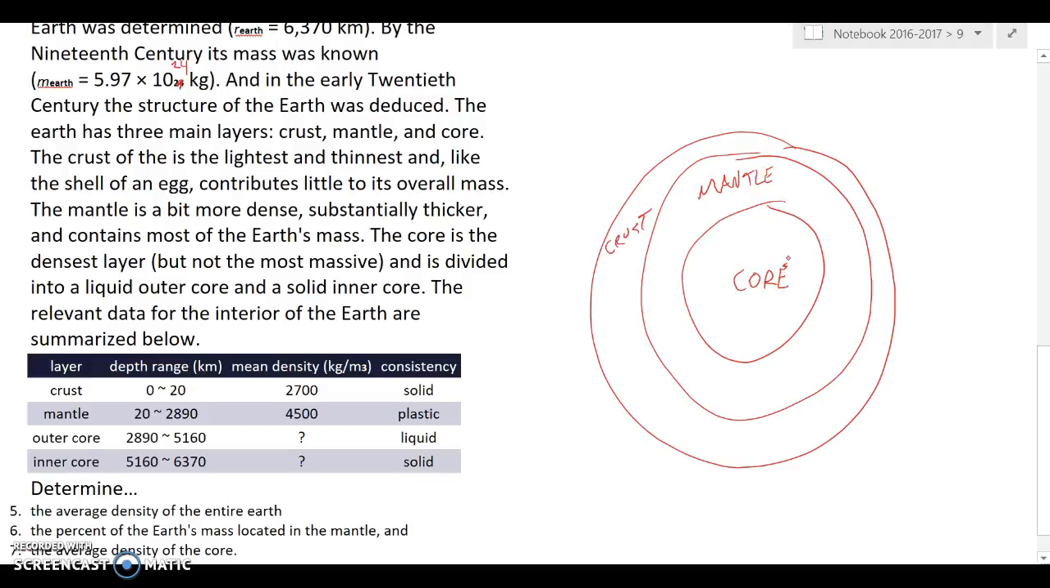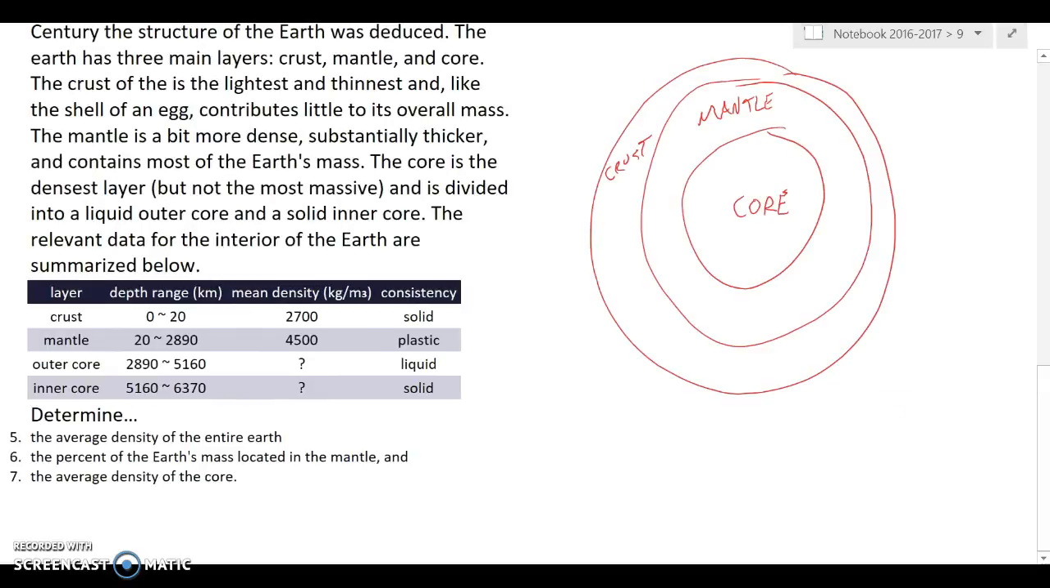The crust is the lightest and thinnest, and like the shell of an egg, contributes little to the overall mass. Therefore, my diagram is not to scale. The proportions are not correct. The mantle is a bit more dense, substantially thicker, and contains most of the Earth's mass. The core is the densest layer, but not the most massive, and is divided into a liquid outer core and a solid inner core. We've got data for the interior of the Earth in a table there.